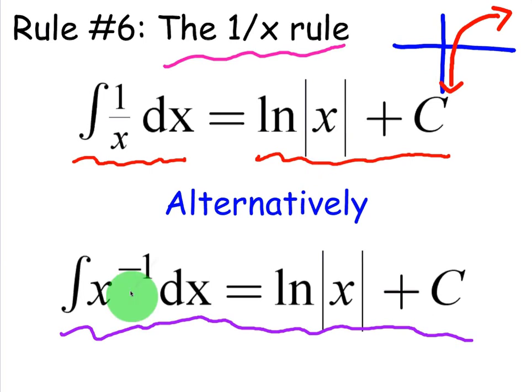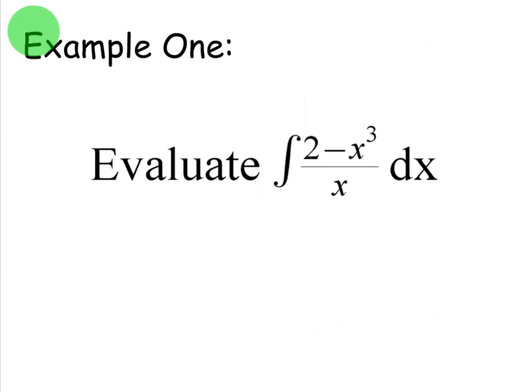So another way of writing 1 over x is x to the -1. These are the same, and therefore their antiderivatives are the same. All right, let's take a look at an example. Evaluate the antiderivative of (2 minus x cubed) all over x dx. Don't forget your dx. I've said that before. That just means in terms of x.